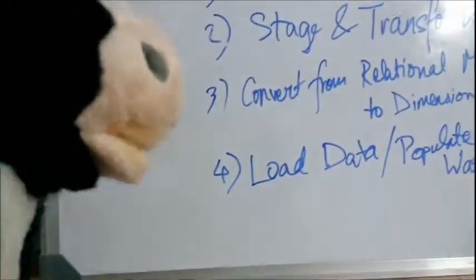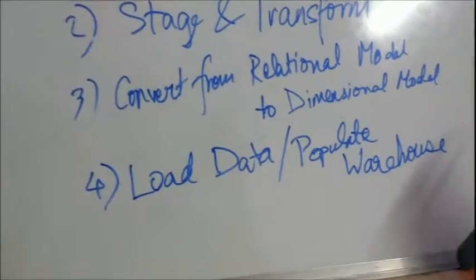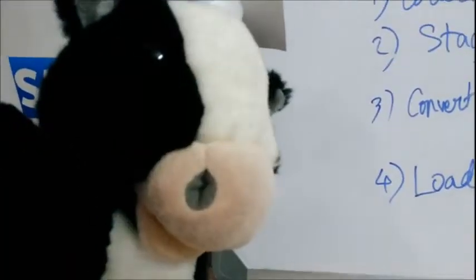So then the next step is to load the data or to populate the warehouse. Now these are just fancy terms for a lot of typing. We put in all the information into our dimensional model data warehouse. That's a lot of typing.